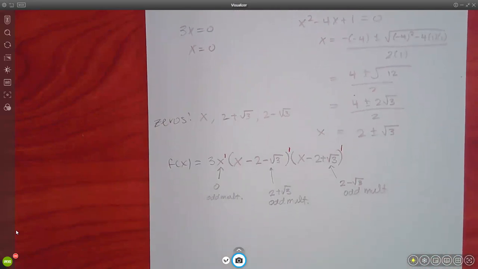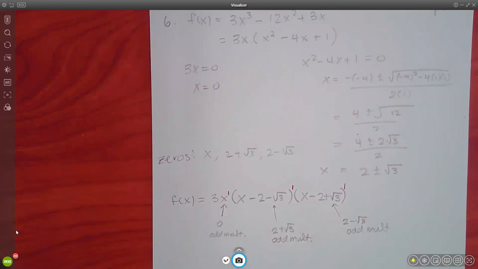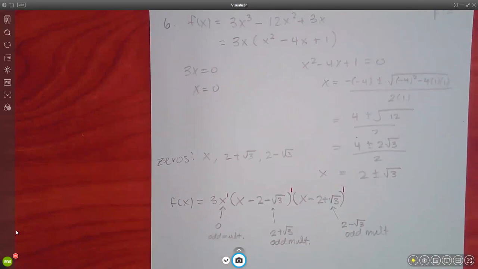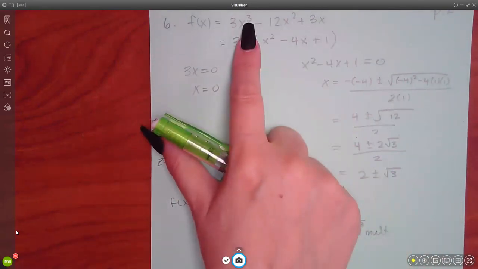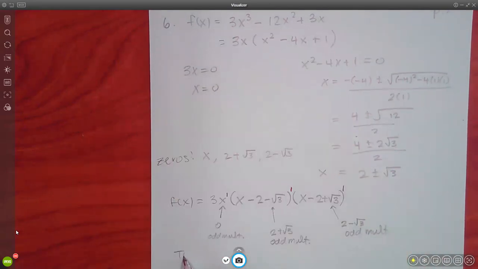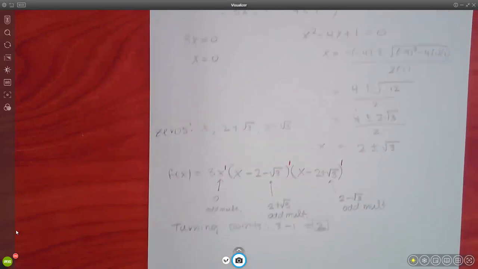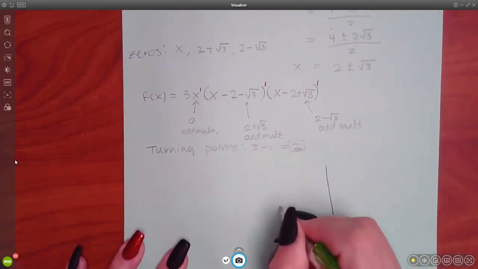Now, looking at the original function, trying to get it all on the same screen. Looking at the original function, how many turning points is this one going to have? 2, because the highest exponent here is now what? It's 3, right? So my turning points are going to be 3 minus 1, which is that 2. And then if I have to draw it, okay? So I'm going to go down here.